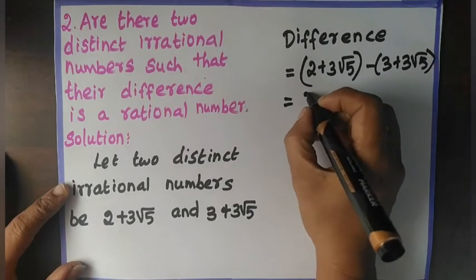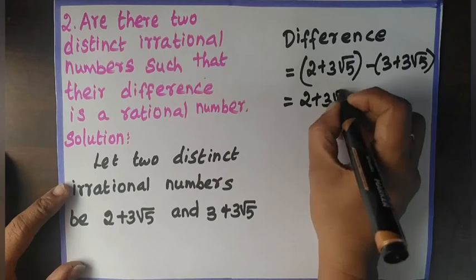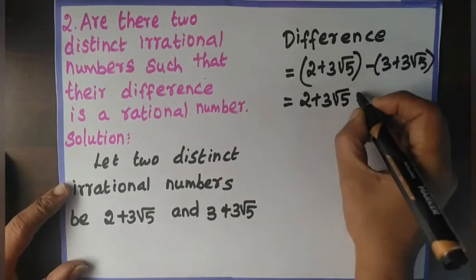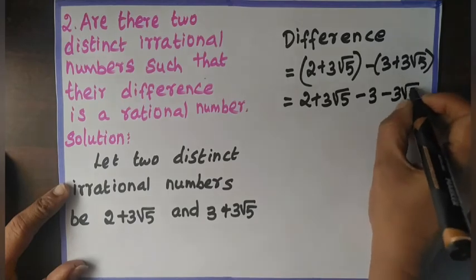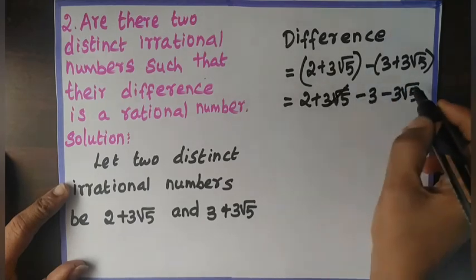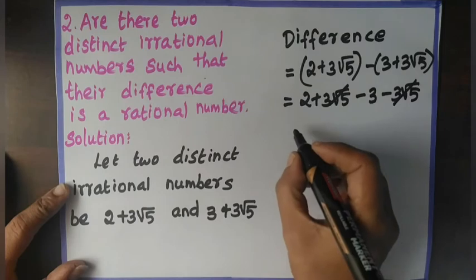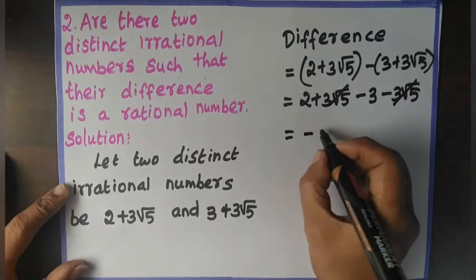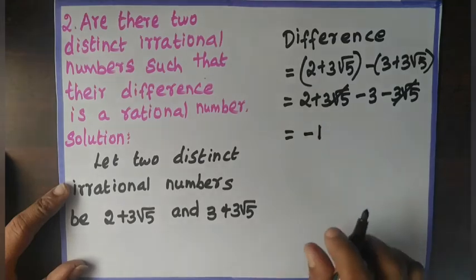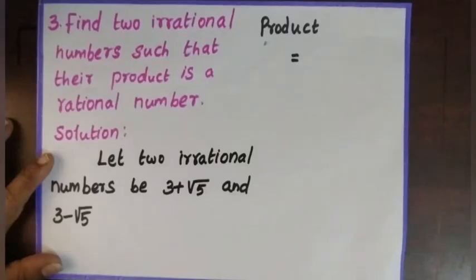Then we get 2 plus 3 root 5, minus of this is minus 3 minus 3 root 5. Plus 3 root 5 and minus 3 root 5 will be cancelled. Then we get 2 minus 3. 2 minus 3 is minus 1, which is rational.